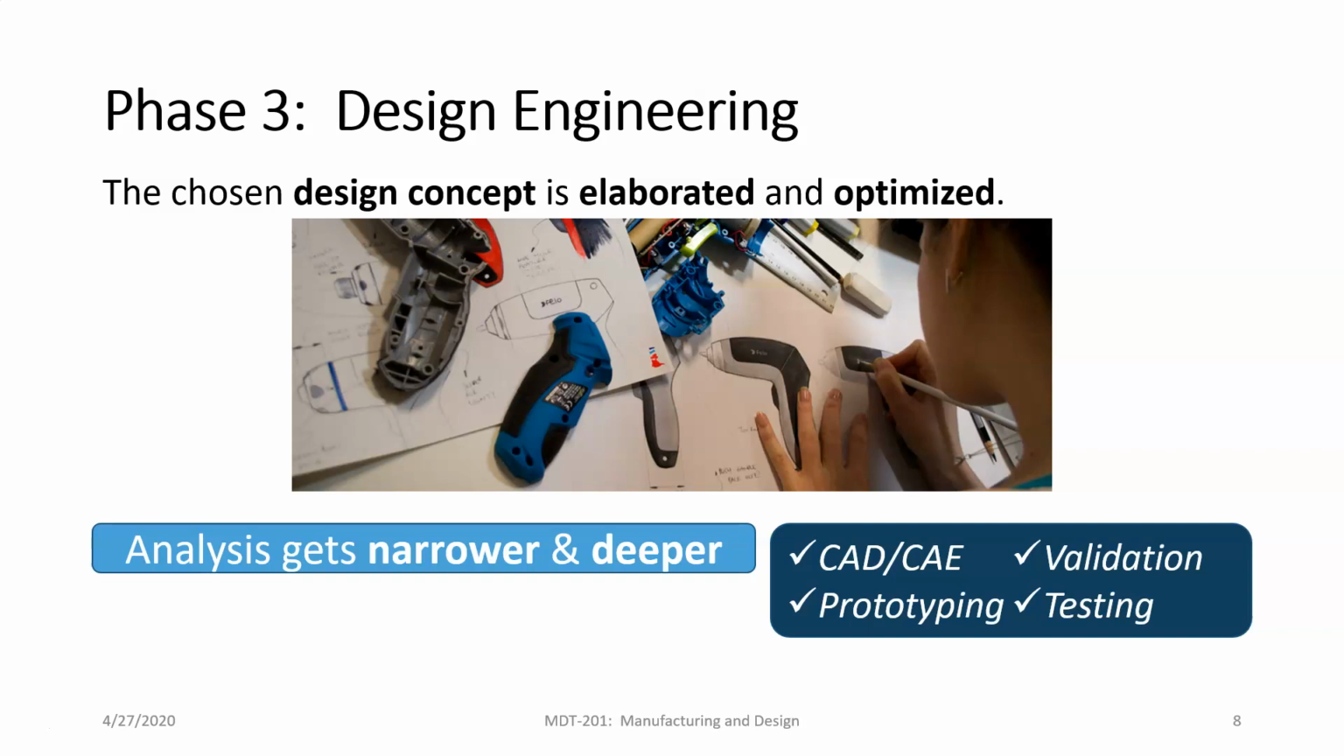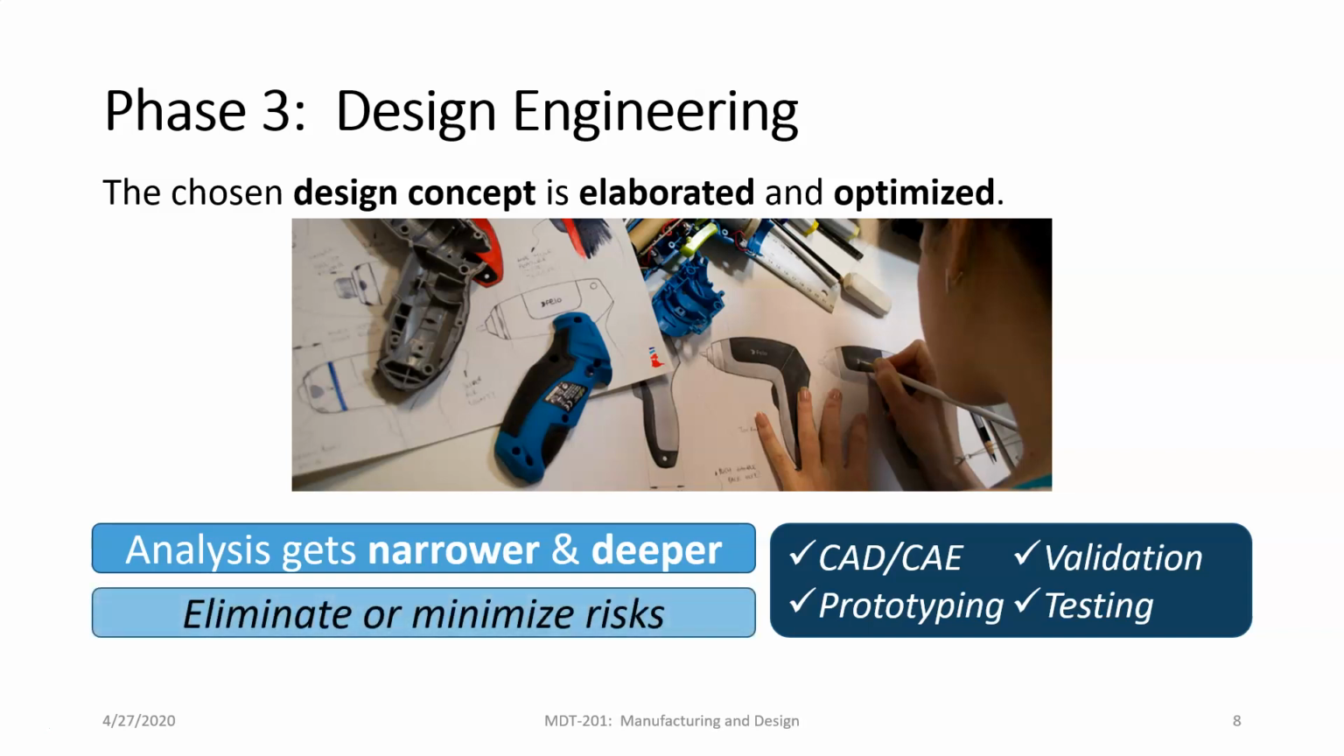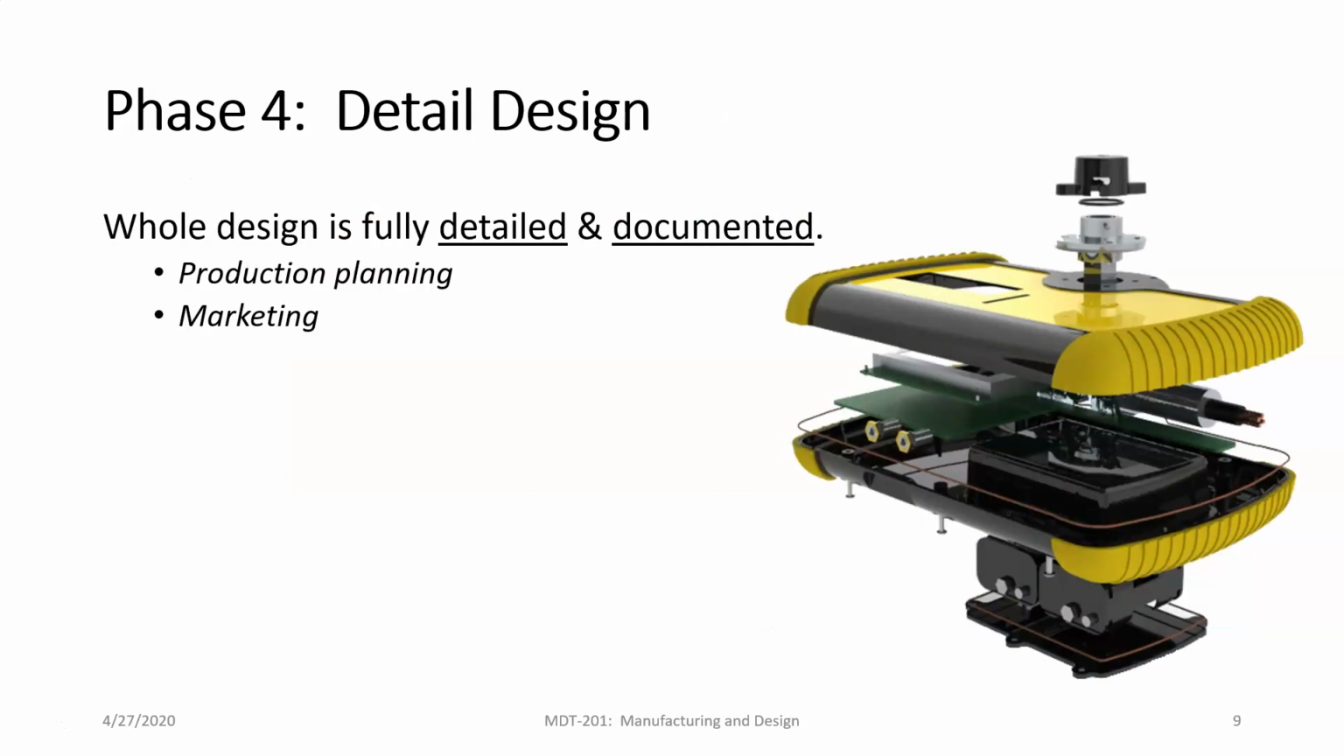Prototyping basically means making test parts or test assemblies to see how everything functions. Validation studies and testing. Our goal here is to eliminate or minimize risks, right? So we want to do all this testing, all this prototyping, all this computer simulation so that we're not bitten later on down the road with something that isn't going to work, that we should have found out earlier.